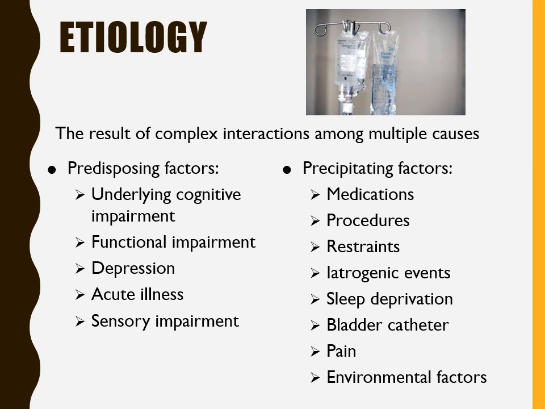Now, of course, there's multiple causes on here. Look at, there's predisposing factors, underlying cognitive impairment already. So maybe they're already a little bit forgetful. Maybe they are depressed. Maybe they have had an acute illness and it's gotten worse. Maybe they've had medications. Maybe they've had procedures. Again, sometimes, they may have been misconstrued on their actions, and so they'll restrain them.